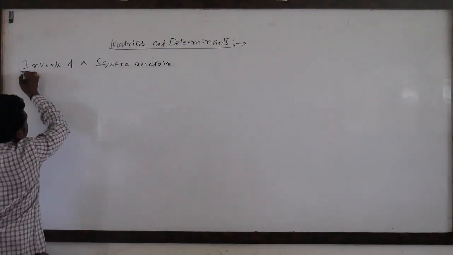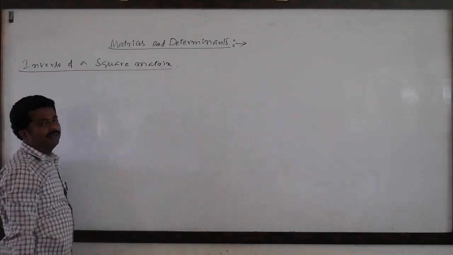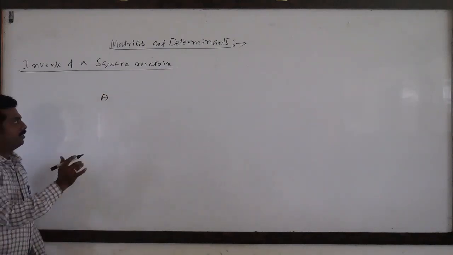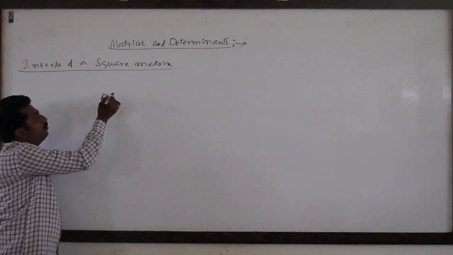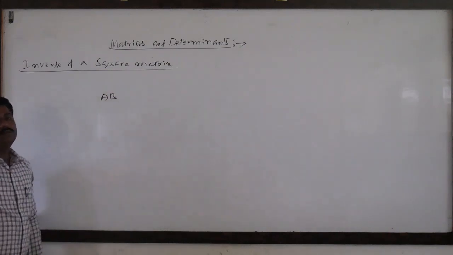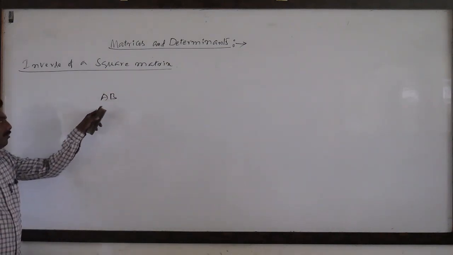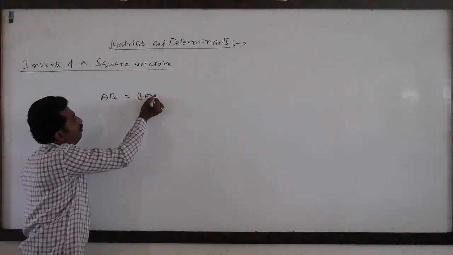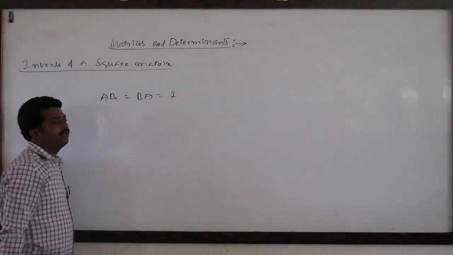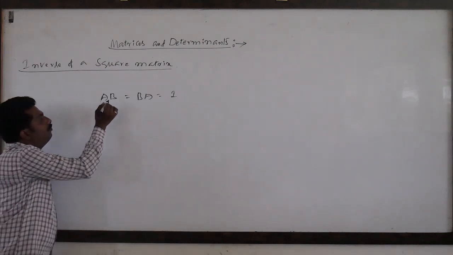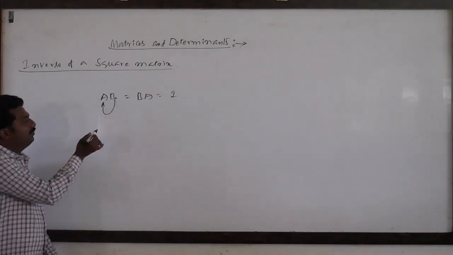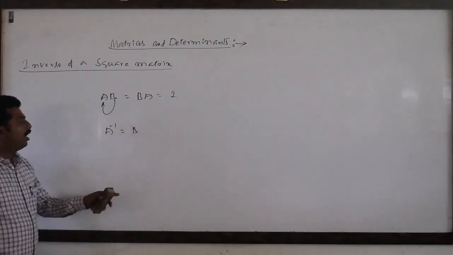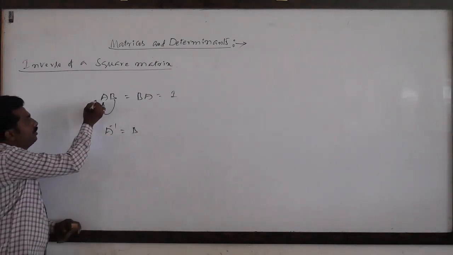So, inverse of a square matrix, how to define? Suppose A is a square matrix. It is said to be invertible if there exists another matrix B of the same order such that AB equals BA equals the identity matrix. Then B is called the inverse of A. That is, A inverse equals B, or B equals A inverse.